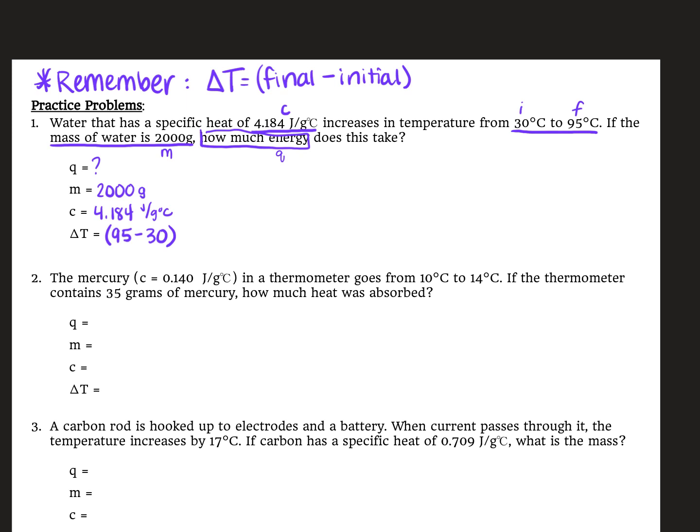Now we put it in our formula. We want to find Q, so we will use Q equals MC delta T. M is 2,000. C is 4.184. And delta T is 95 minus 30. When you put this in the calculator, it's very important to use parentheses. So please use the Desmos calculator.